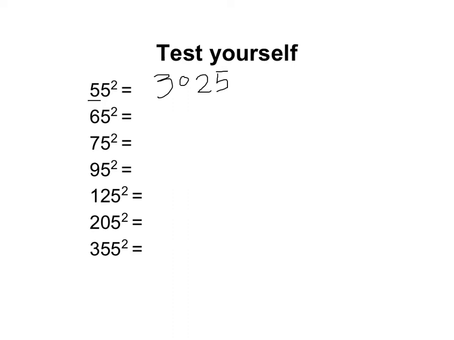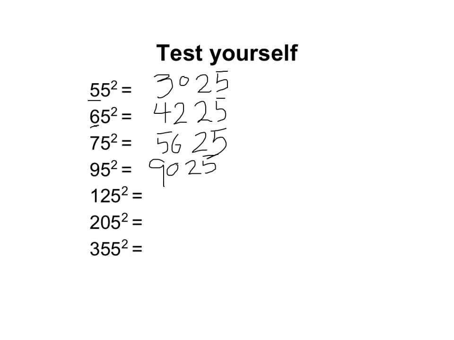Next one, 65 squared. Again, the answer ends with 25. And then you take this number 6, multiply it by the number next to it. So 6 times 7, and you will get 42. And then for 75 squared, you do the same thing. It ends with 25. 7 times 8 is 56. 95 squared, still follow the same pattern, 25. And then 9 times 10 is 90. You can always verify this with a calculator.